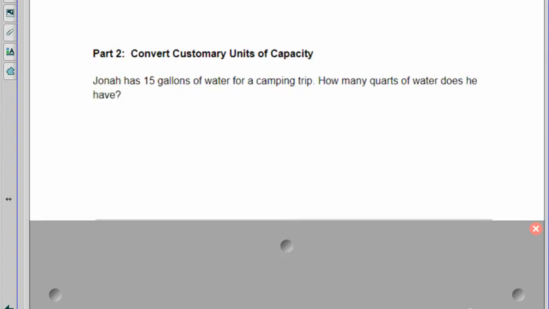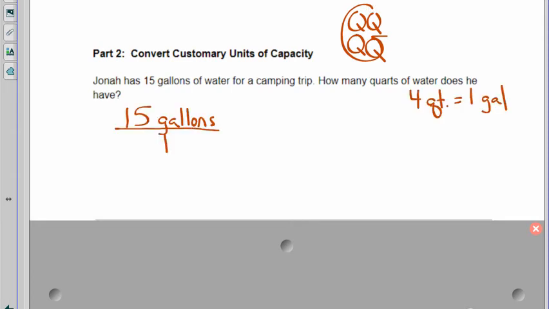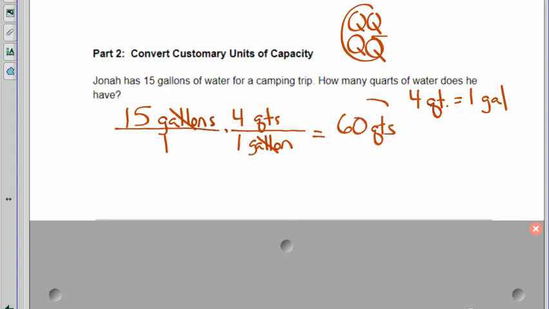So here we go. We're going to start converting customary units of capacity. We have 15 gallons of water, and we want to know how many quarts that is. So again, my big G has 4 quarts in a gallon. So there's what I'm starting with. I'm starting with 15 gallons, and I'll put that over 1. And I want to end up with quarts, and I want my gallons to cancel out, which means gallons have to go on the bottom. So 1 gallon down here and 4 quarts up here. And my gallons cancel out. 15 times 4 is 60 quarts. That's how many quarts are in 15 gallons of water.